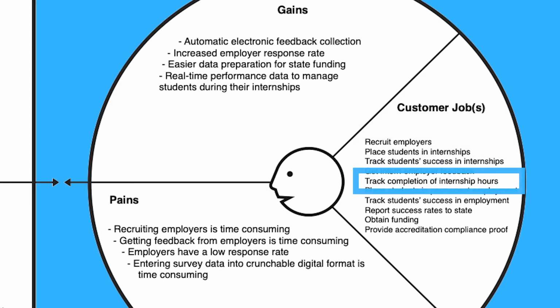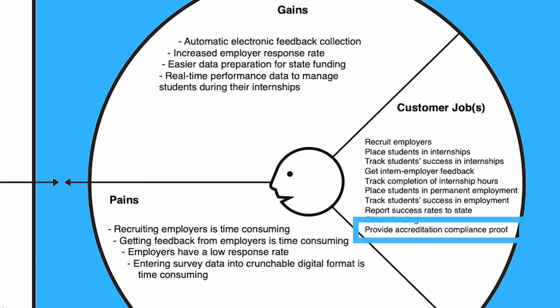That means that our customer jobs need to be updated according to what we learned in these interviews. So for example, we need to add a job for tracking the completion of internship hours. And also we need to provide some kind of accreditation compliance proof. So we need to lighten the burden on the college of gathering and maintaining the proof that they need in order to continue their accreditation with this national accrediting body. And that becomes a larger pain point.